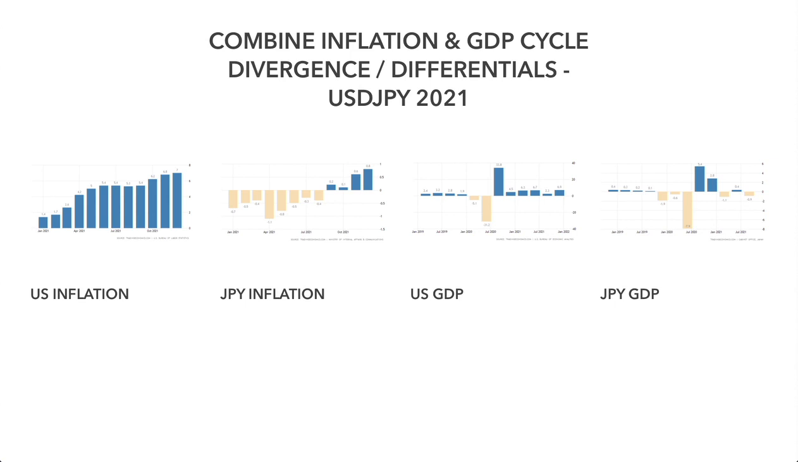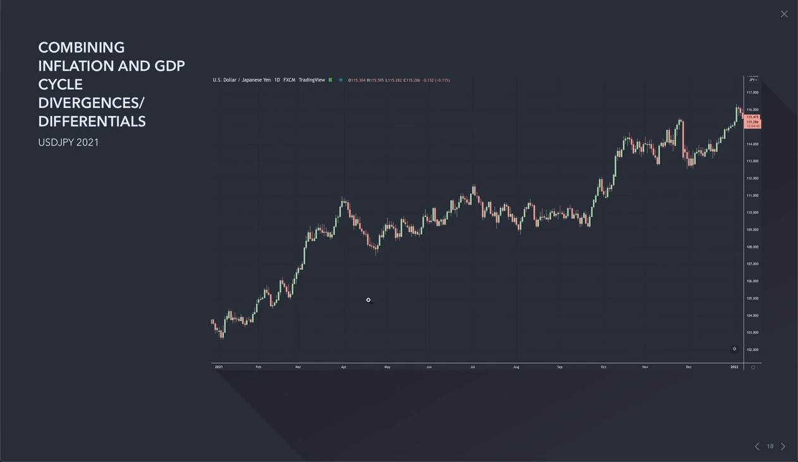Yeah. Fundamentally, this is what happened over the year. It went from pretty much 102.50 all the way up to 115s. So that's literally around about maybe 1300 pips. Yeah. So that is it. So combining those cycles, right, and the differentials and the divergences.